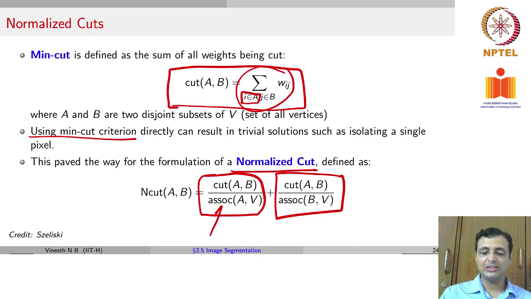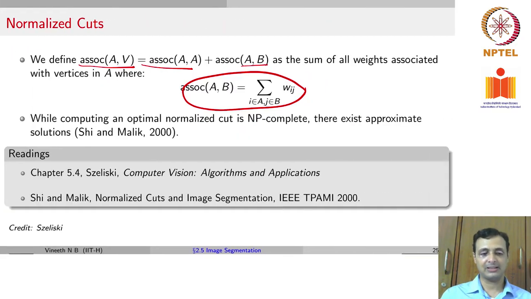So if there was only one pixel in one region, remember that one of these quantities will become very high as against another region which had many more pixels, where the denominator will pull down the value. This ensures that you don't get trivial solutions such as what you saw in MinCut, but you get more useful solutions in practice. So the normalized cut happens to be an NP-complete problem, but there are approximate solutions to solve this.